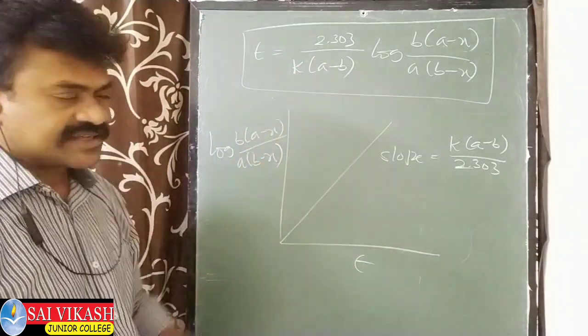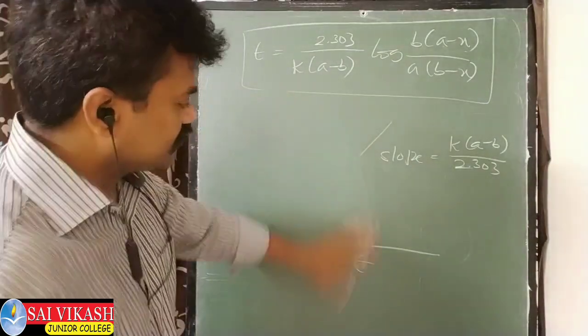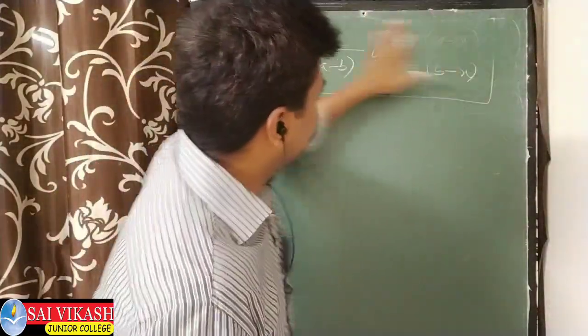So this is the graph for second order. Like that, we can get the second order integrated rate equation. And what will be the half-life for the second order?